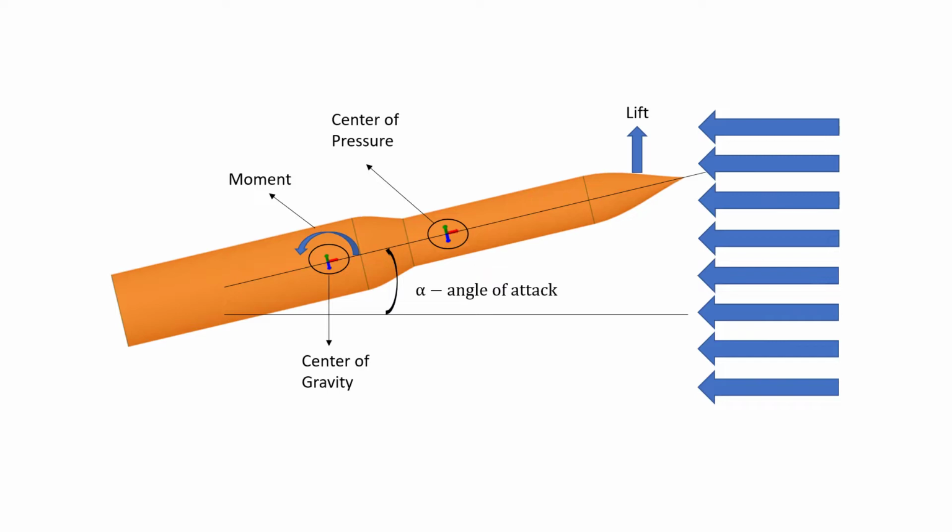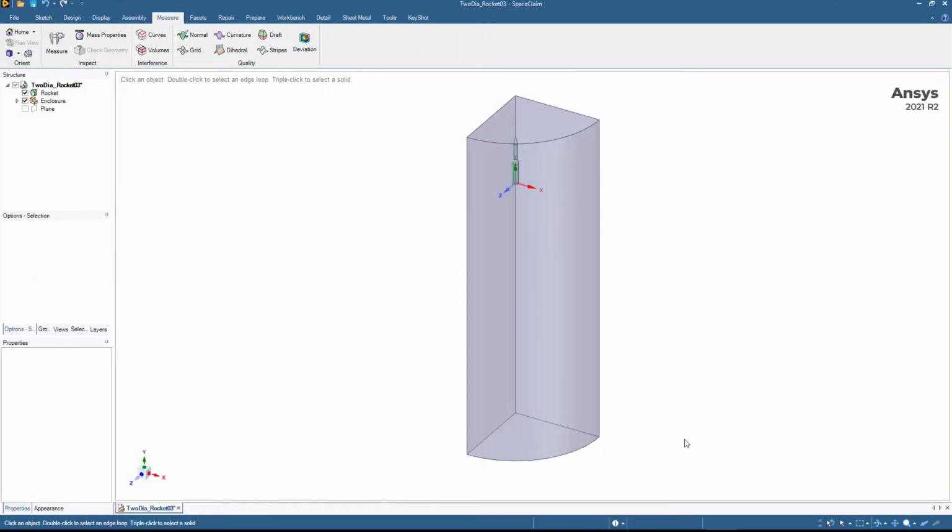In order to perform a center of pressure analysis, the rocket's nose will need to be pitched upwards, creating a slight angle of attack. This will produce an asymmetric force on the rocket, mimicking oscillation in flight. This will give us the ability to perform a more accurate center of pressure calculation. We will now return to SpaceClaim to obtain the center of gravity.